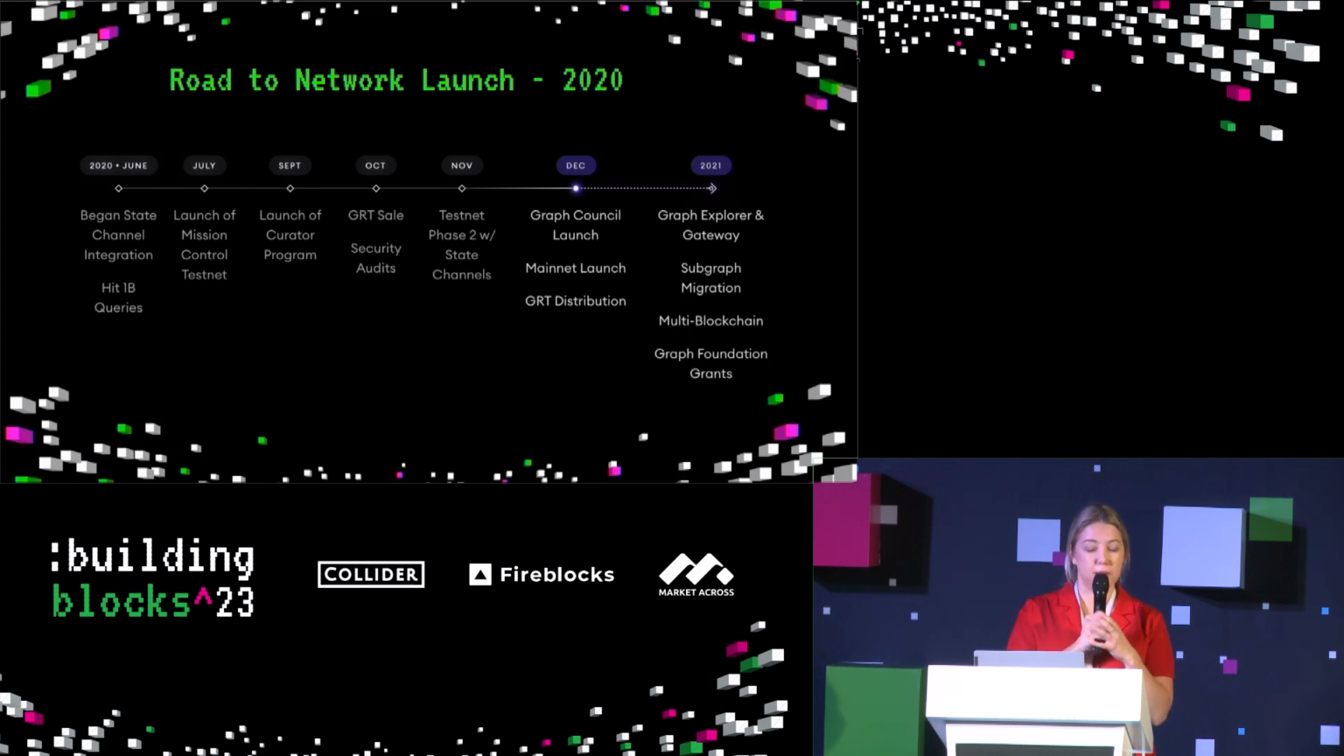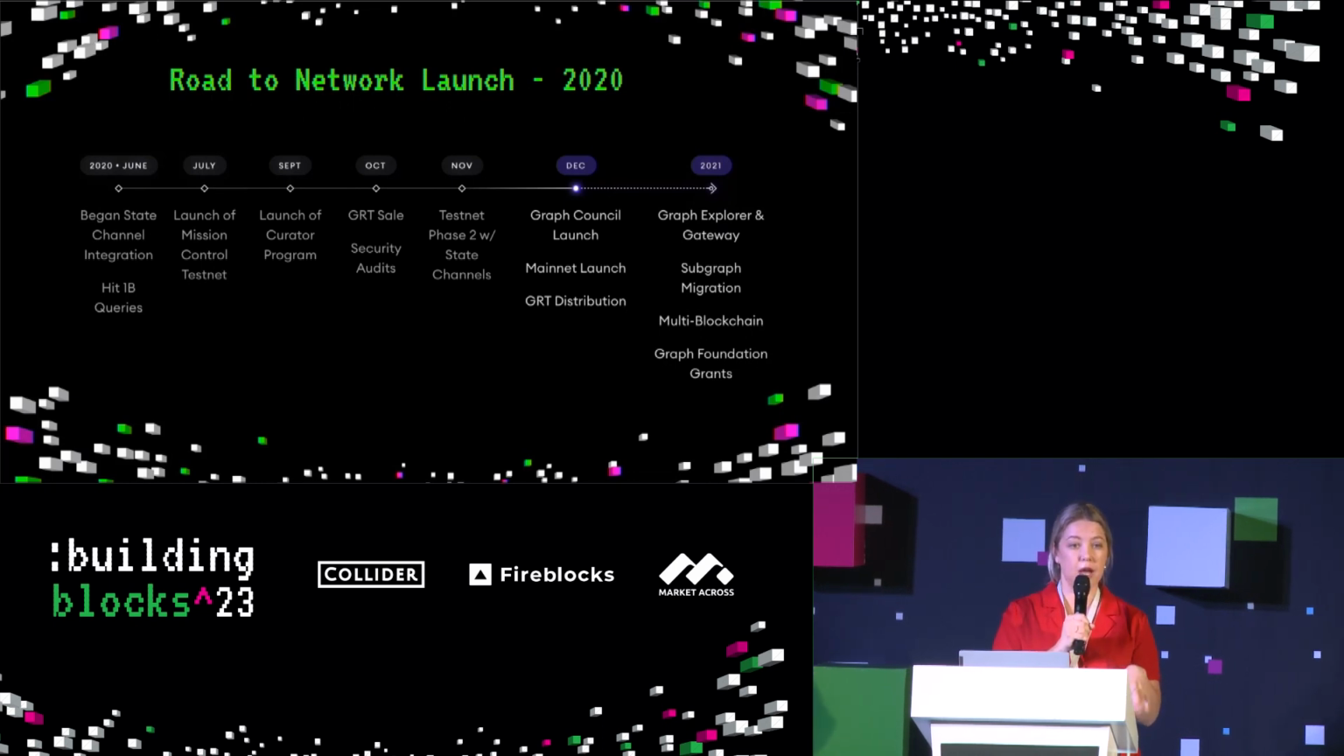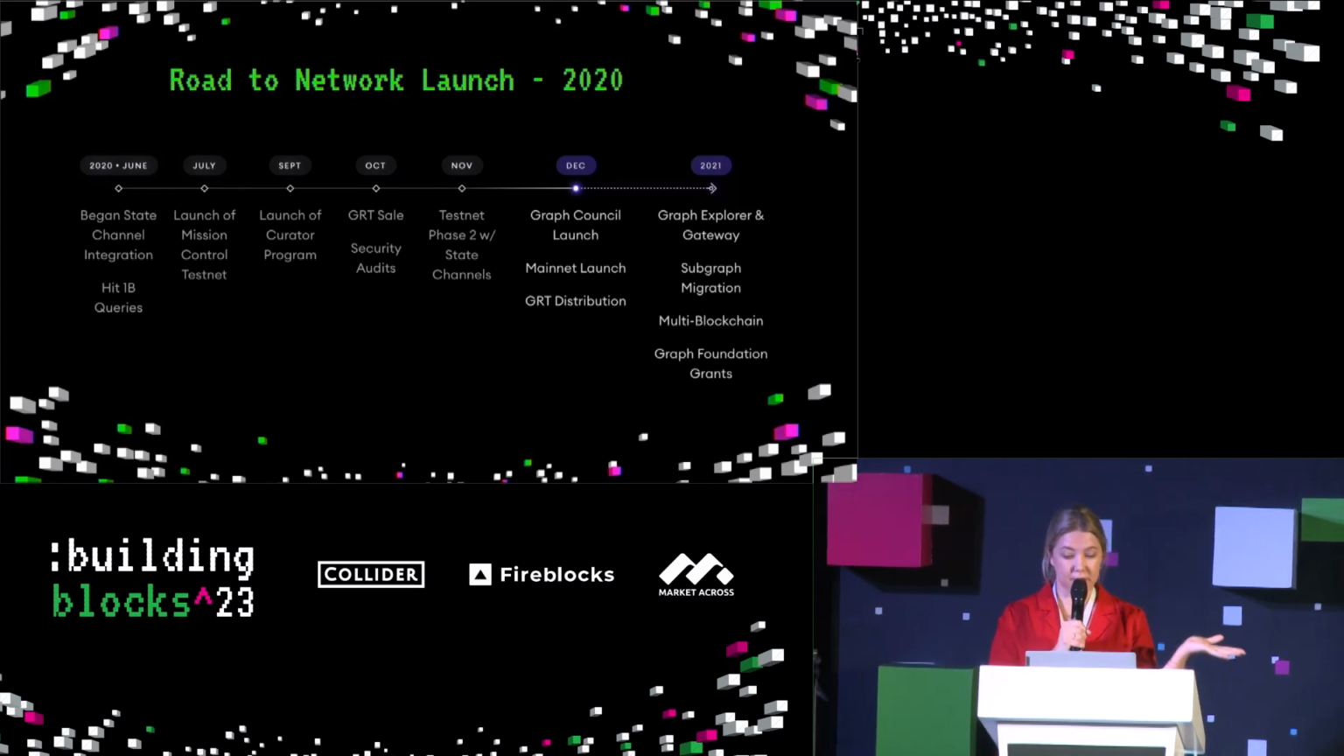We then launched a mission control testnet and a curator program, and I'll speak a bit more about this in the next slides. But those really were to align our community and teach them about what this really is, because the concept of a network, the concept of participating in data querying, is really novel and brand new. So part of our journey is educating everyone. We then had the GRT public sale as well as security audits and eventually launched in December.